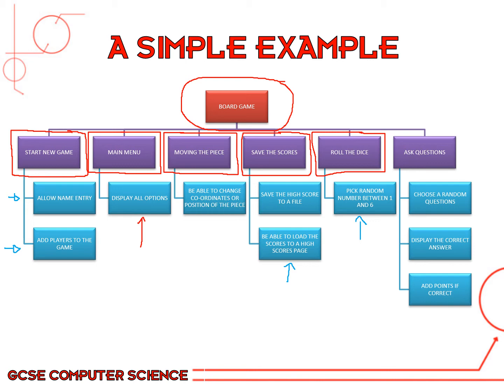Finally, the game that I'm thinking of in my head is going to ask the user questions. It's very similar to a lot of games that you play where you roll the dice, you move a few places on the board, and it picks a question for you to answer. So in this particular instance, we're going to choose a random question, we're going to display the correct answer, and we're going to add points if you are correct. I'm sure there's other things that could be added into this, but it is helping me to break down this problem into smaller chunks. And it would also allow me to give these individual sections to different people to work on.